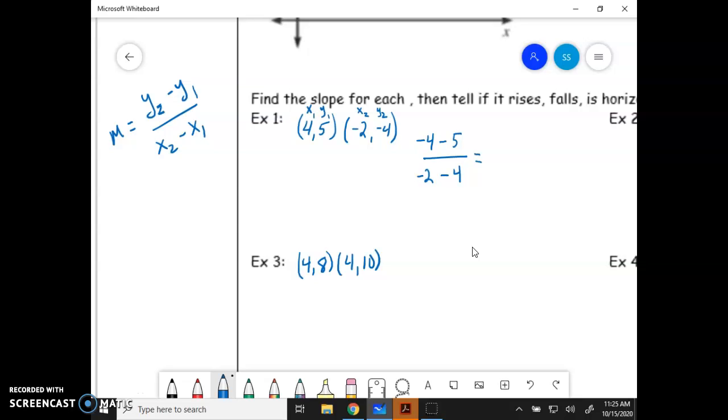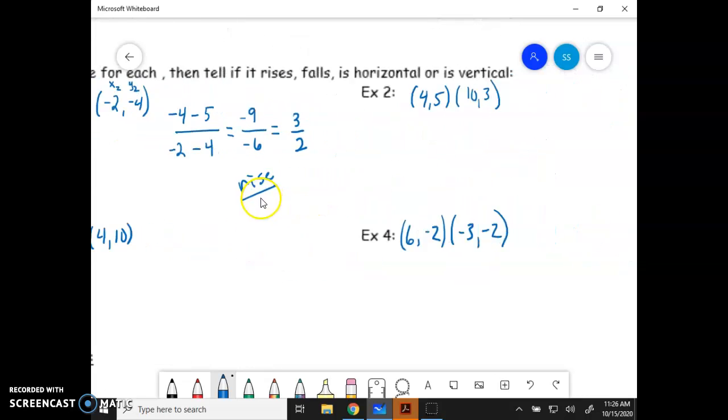Now I can go ahead and simplify this. We have -4 minus 5, that is -9, over -2 minus 4, which is -6. It's very important to recognize that a negative over a negative is going to be positive. We should definitely reduce this fraction. They're both divisible by 3, so we divide the top by 3 and get 3, and the bottom by 3 and get 2. So the slope here is 3 over 2. And because it is positive, this is going to rise.